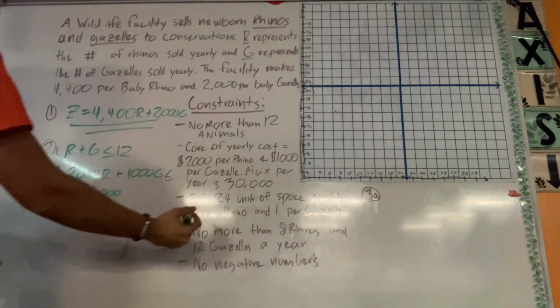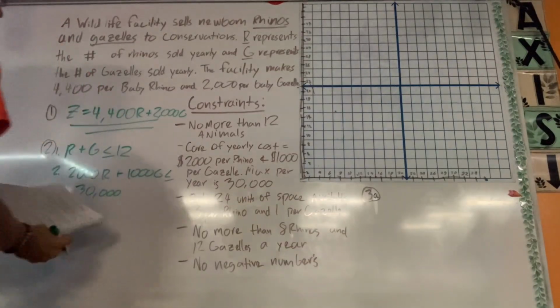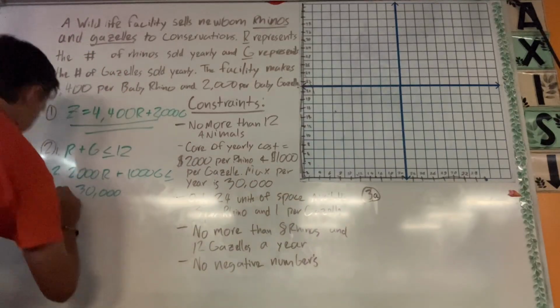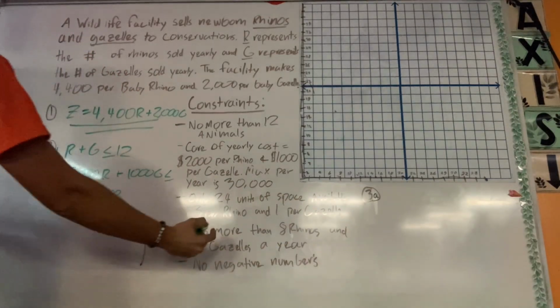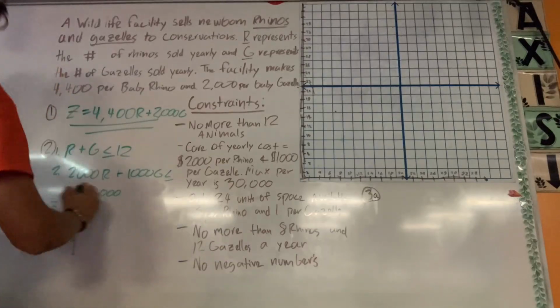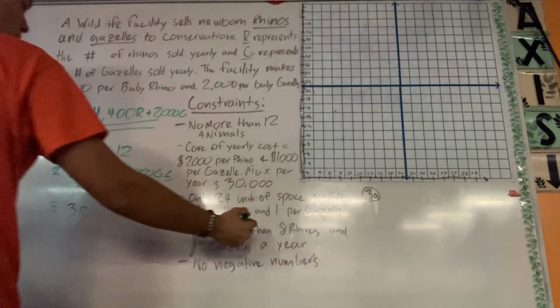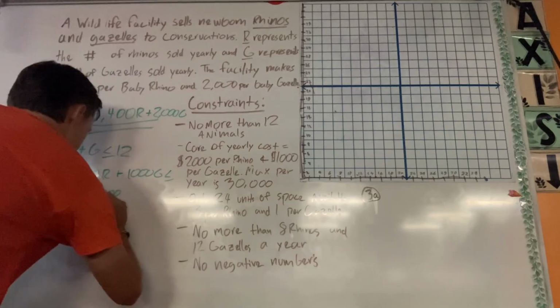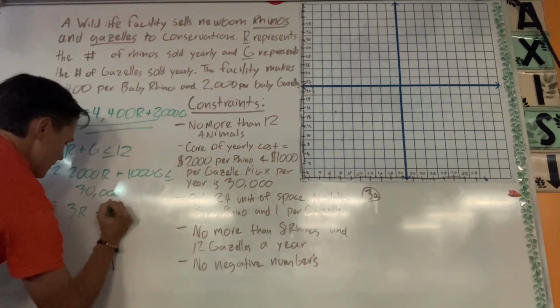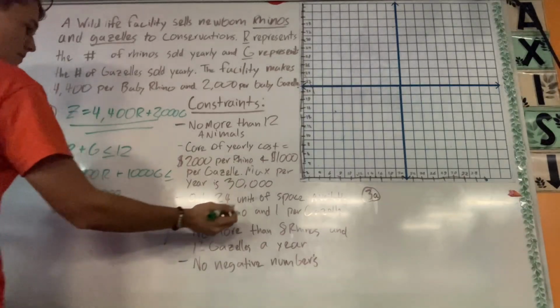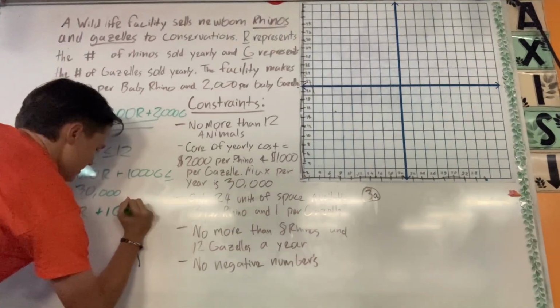Alright, and now we figure out our third constraint, which is there's only 24 units of space available for each of these animals. So we have 3 units of space per rhino. So same thing, 3R, and 1 unit of space per gazelle. So now we add on 1G, which represents the gazelle. And we know that has to be less than or equal to 24 units of available space.